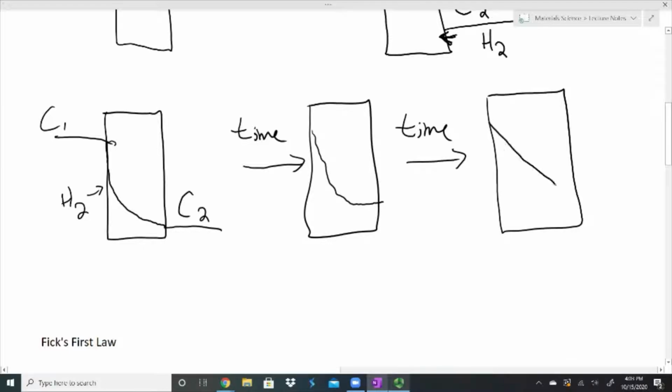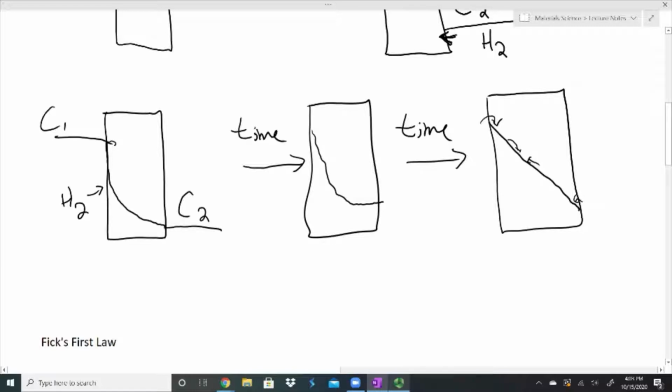I'm going to get the picture where we get a linear concentration gradient through here. It's not going to change. It's going to stay completely linear like this. But we need to understand that hydrogen is still moving through here. So some hydrogen is still moving this way. A tiny bit of hydrogen might be coming this way.